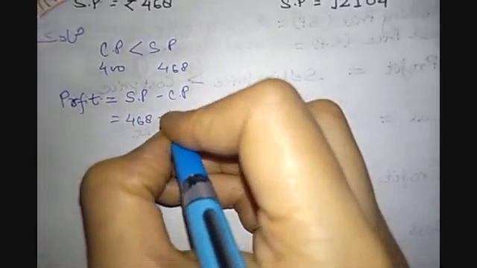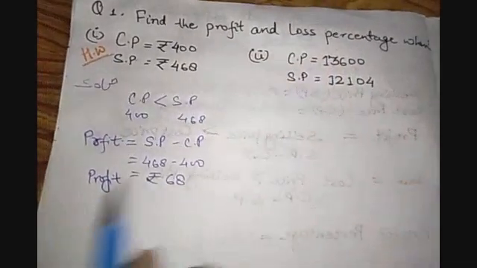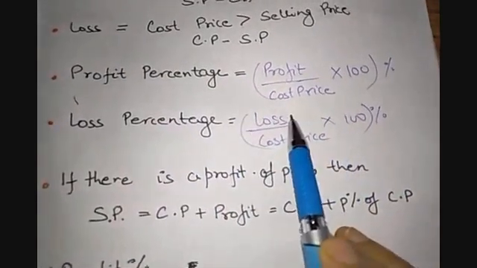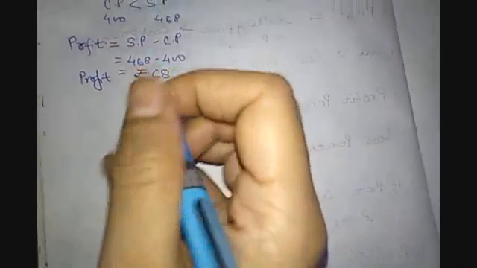SP is 468 minus cost price 400. What do I get? How much profit have I earned? Rupees 68 profit. Now all I need to find is the profit percentage. Here we have the profit, so we will find the profit percentage. How do we find the profit percentage? By using this: profit upon cost price into 100, with the percentage sign.